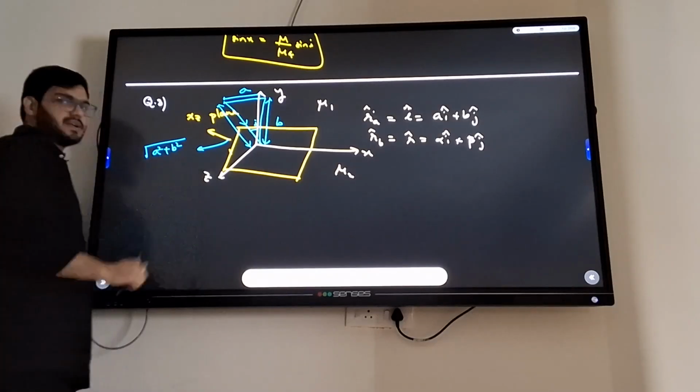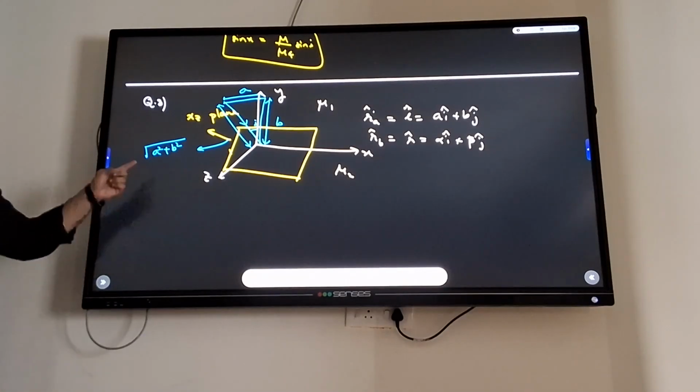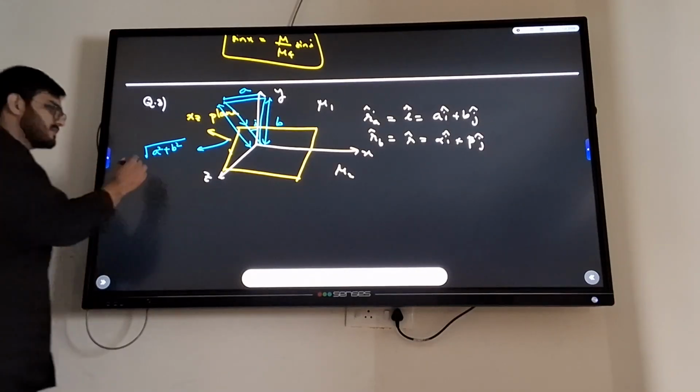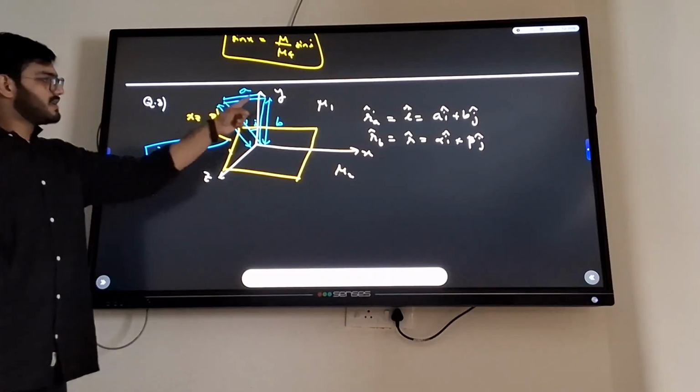Is it clear to everyone? And what is the length of a unit vector? 1. So what should it be equal to? This represents the length of the vector, right? This is 1. Then can you look into this triangle and tell me what is sin I?